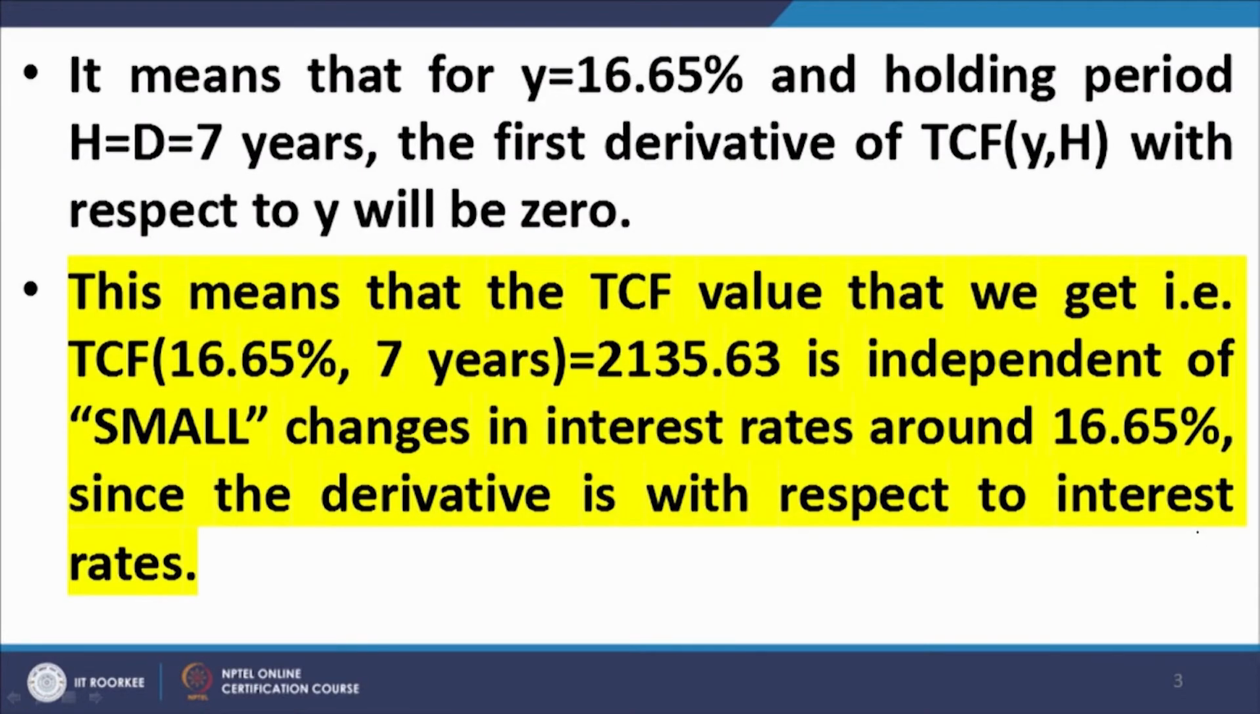This means that the total cash flow value that we work out for a holding period of 7 years at the interest rate of 16.65% is 2135.63. This 2135.63 is independent of small changes in interest rates around 16.65%, since the derivative is with respect to the interest rates.